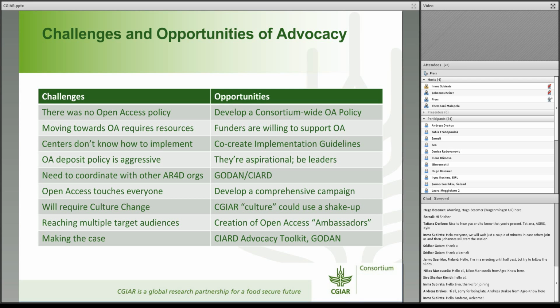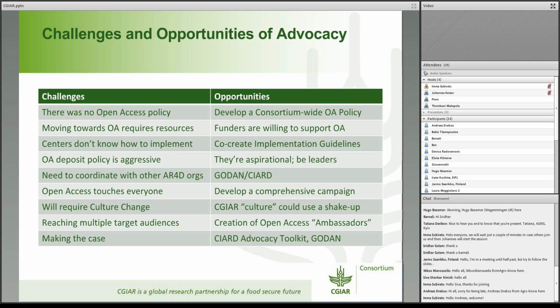All of this is going to require culture change, but as I've put here, I think the opportunity is that CGIAR culture could use a shakeup. I think there's a real opportunity here to be leaders, to look at the way we do our research, and to abide by the mission of the new reform to really get our information not just out to the scientific community, but down to our ultimate stakeholders.